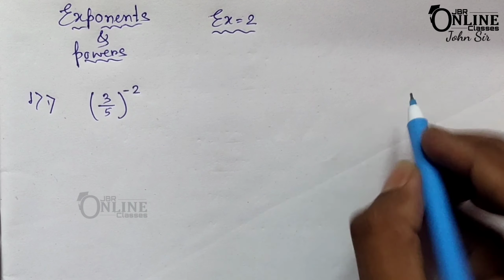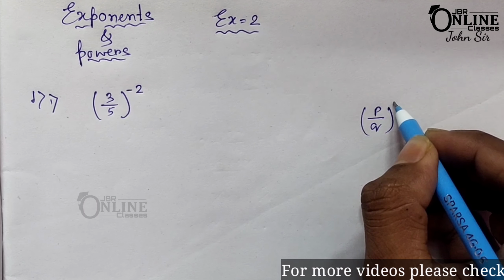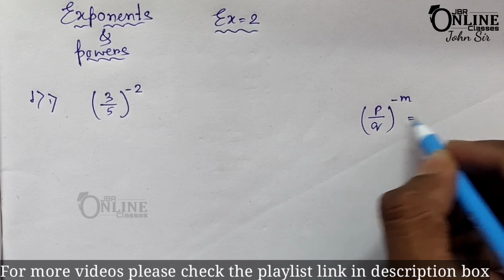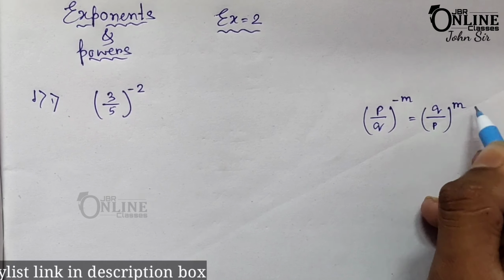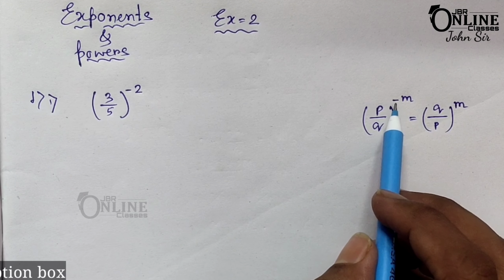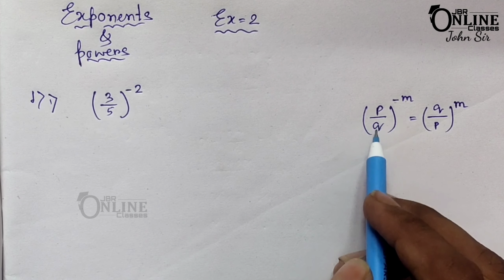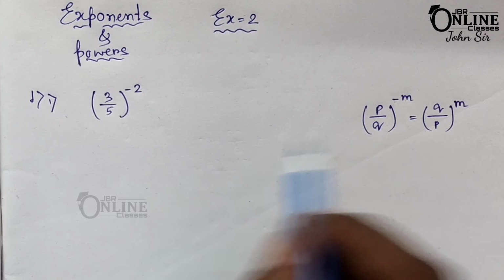Now to solve this problem we first have to learn the formula. Suppose here p by q is a fraction and its power is minus m. Then you can write this fraction this way: (q/p) to the power m. As the power is minus m, this minus will change the fraction into q by p, that means the reciprocal of that fraction.